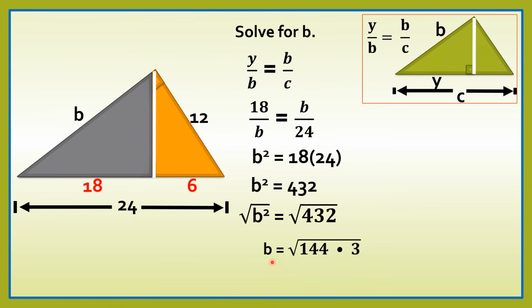So, let's have here b is equal to the square root of 144 times 3. So, these are now the factors. Yung 144, that is the perfect square. So, ito yung pwede nating isimplify. Pero yung 3, may iwan sa loob ng radical. 144 is the perfect square, and the square root of 144 is 12. Therefore, we will have now b is equal to 12 square root of 3.